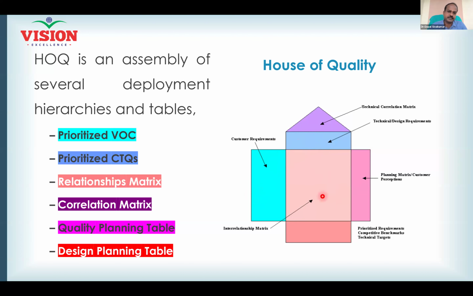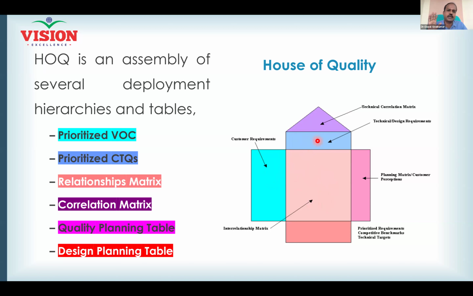That will be indicated here. And whatever matrix that appears here, that will be known as interrelationship matrix. So what is interrelationship matrix? Yes, a matrix that will show the relationship between VOC and CTQ, or that will show the relationship between customer requirement and technical requirement. Technical requirement means technical terms. You can't expect your customer to speak in terms of technical terms.